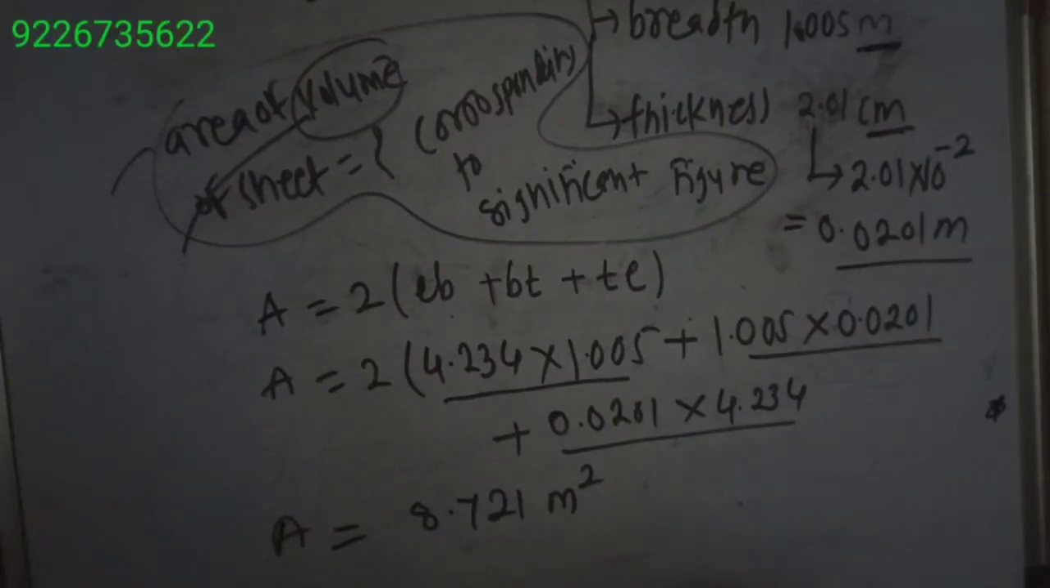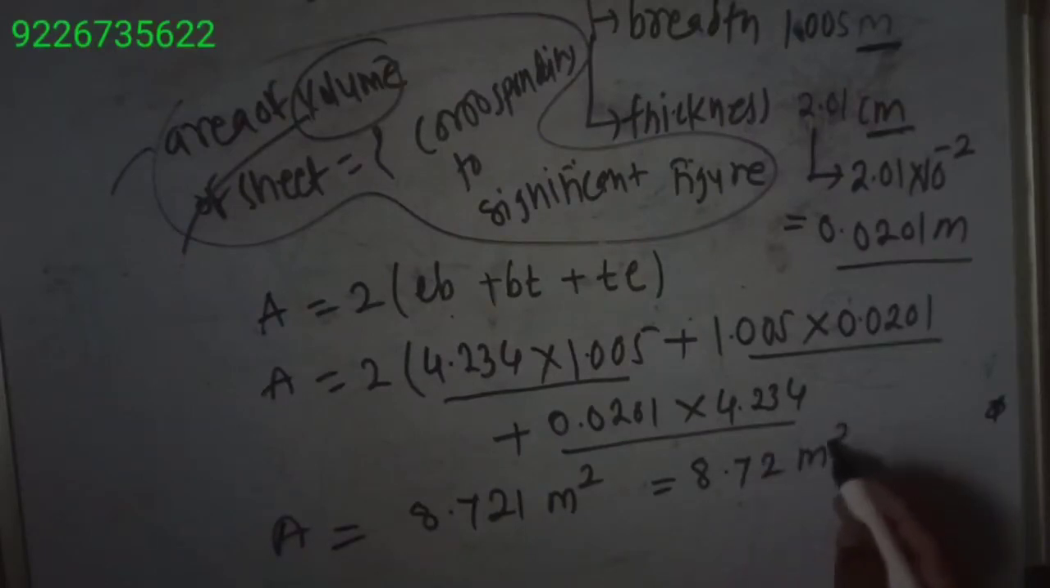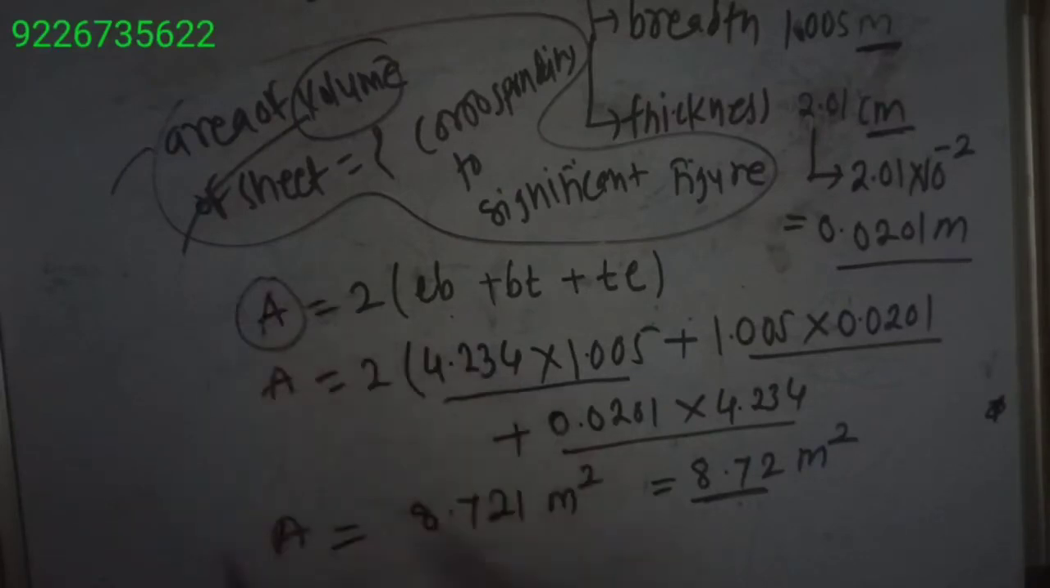8.721 meter square. So its correct significant figure is 8.72 meter square. This is the significant figure of area. Why? The dropped digit is 1, which is less than 5, so the preceding digit 2 remains unchanged. So its significant figure is 8.72.